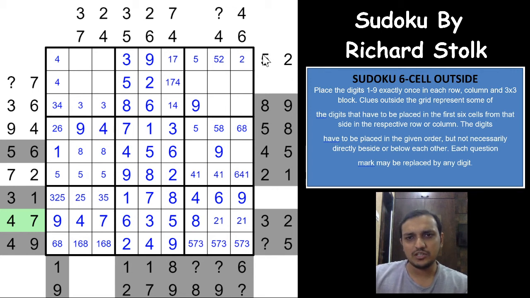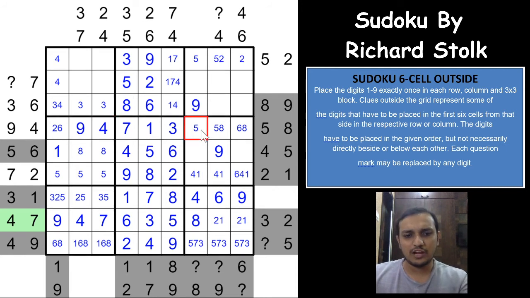Okay, I get something here with the 2's. I think you have a 2 in one of these two cells, so 2 cannot be in any of these three cells. 2 in one of these two cells, 2 cannot be any of these three cells, so 2 will have to be in one of these three cells, right? Nice. And 2 cannot be here, so 2 will be in one of these two cells.